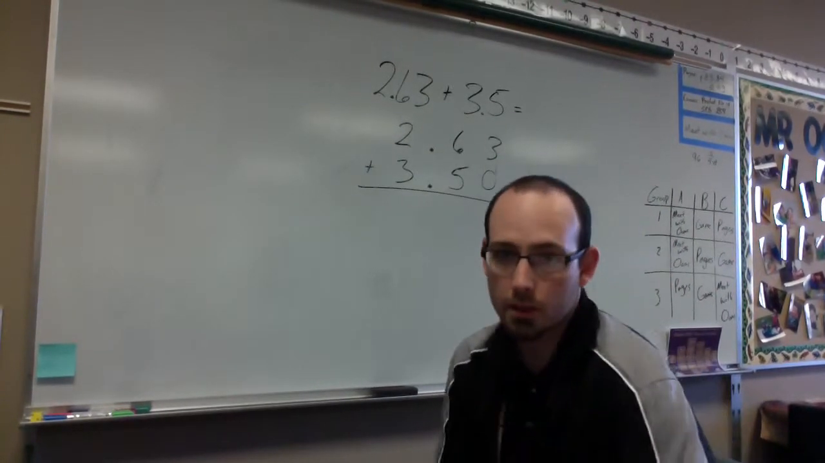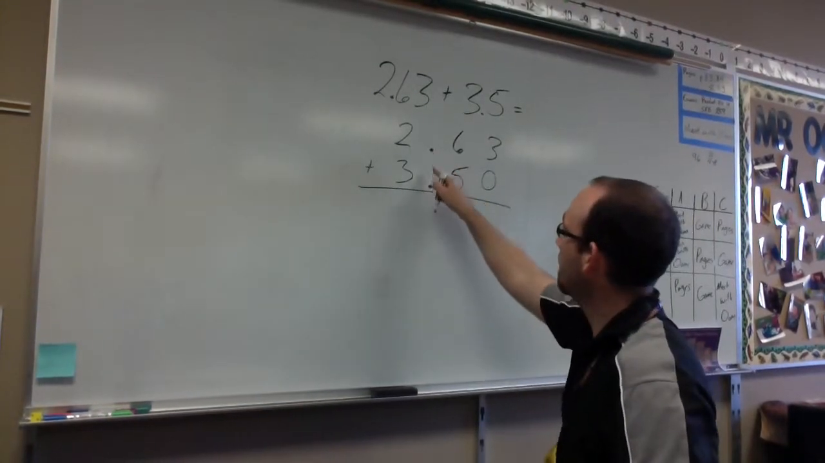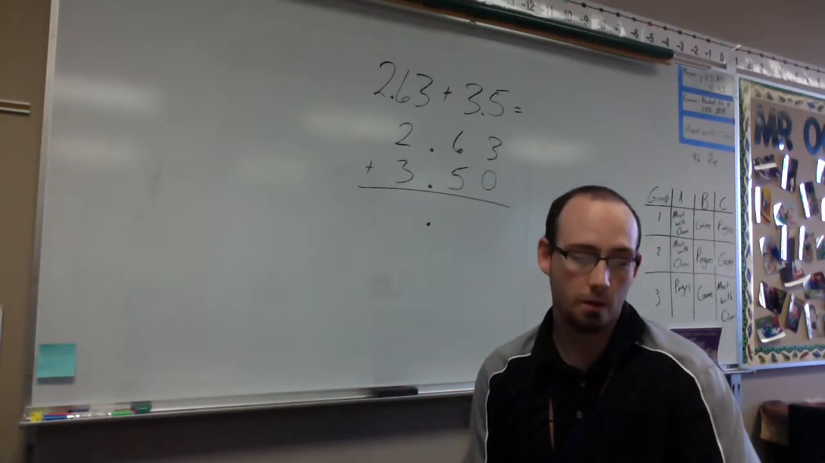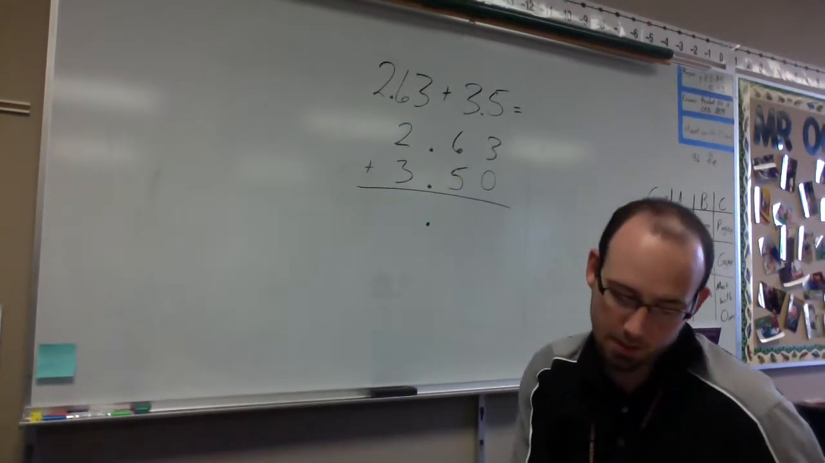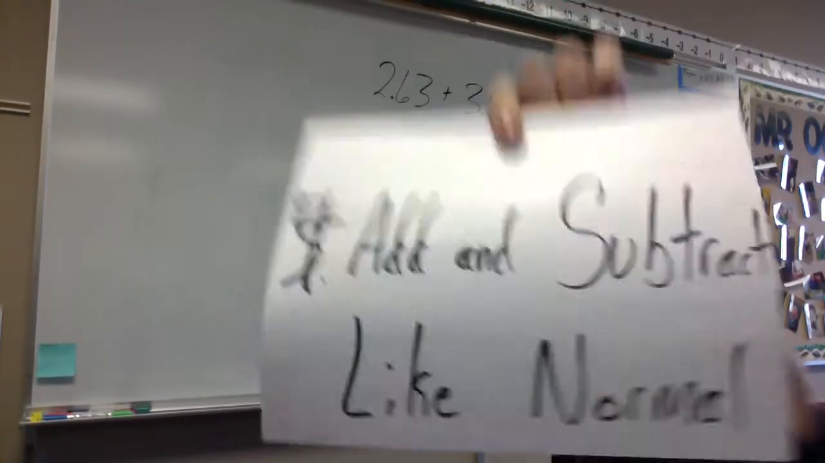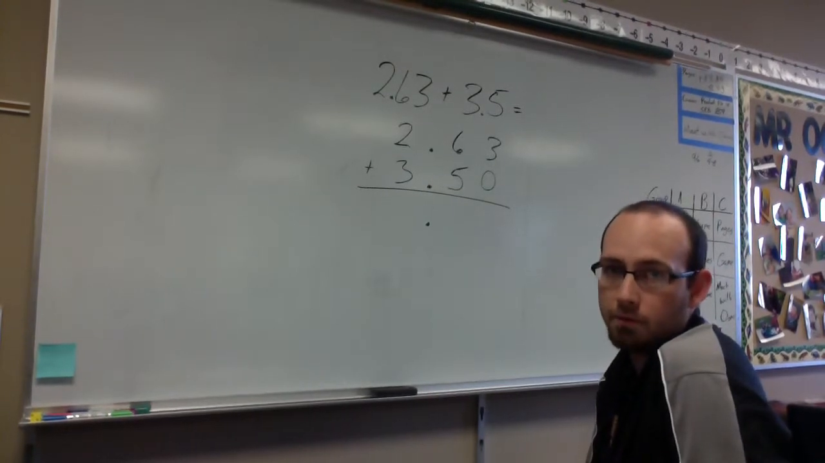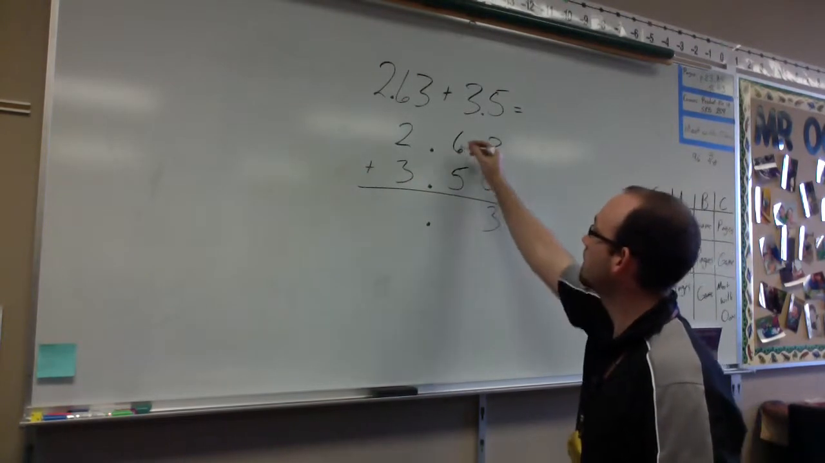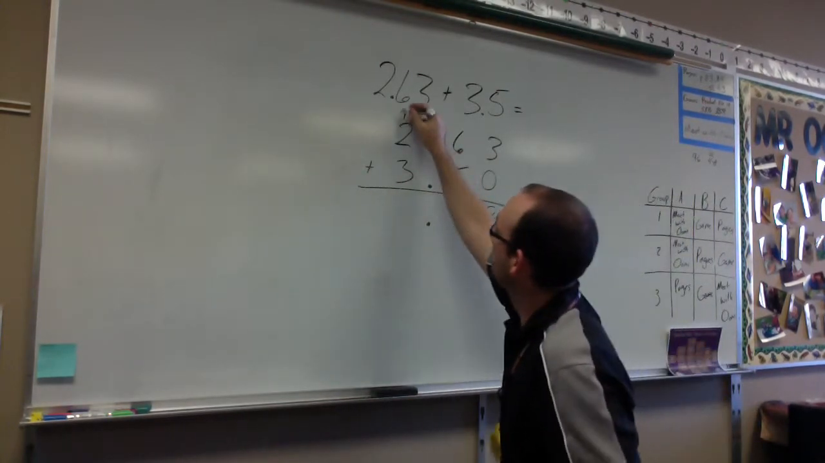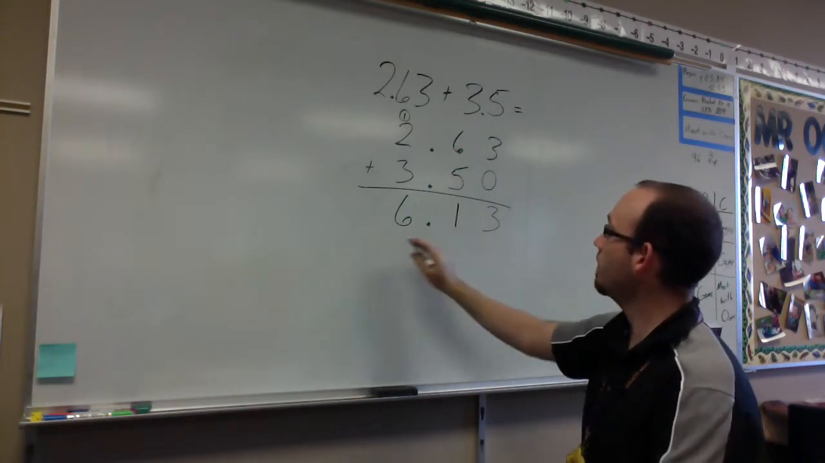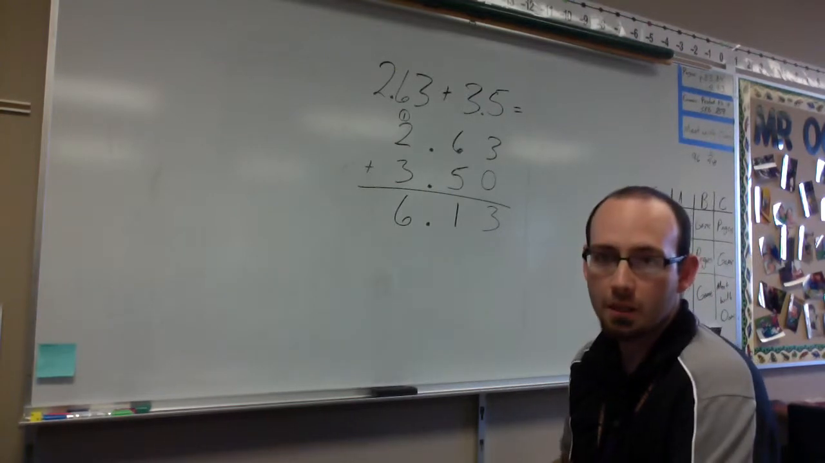Step number 3, in addition and subtraction, we bring the decimal straight down. So as I'm looking, the decimal is there, it's there. In my answer, it's going to be right there. And the last step, step number 4, is going to be add and subtract like normal, like you always have. At this point, you can just pretend like it's not even there. So 3 plus 0 is 3, 6 plus 5 is 11, 1 plus 2 is 3, 3 plus 3 is 6. My answer is 6.13, or 6 and 13 hundredths.